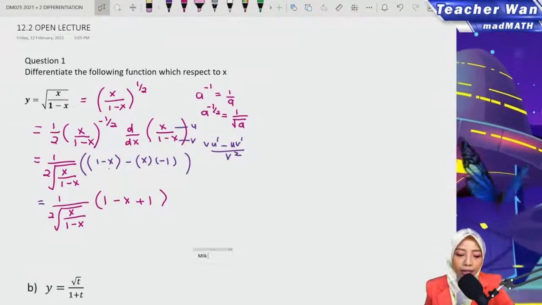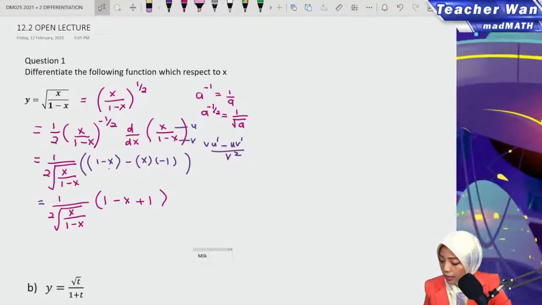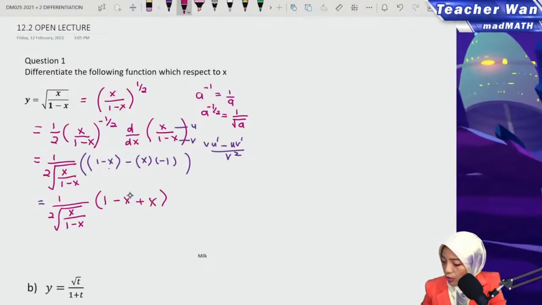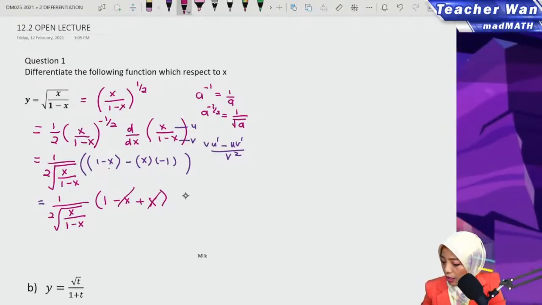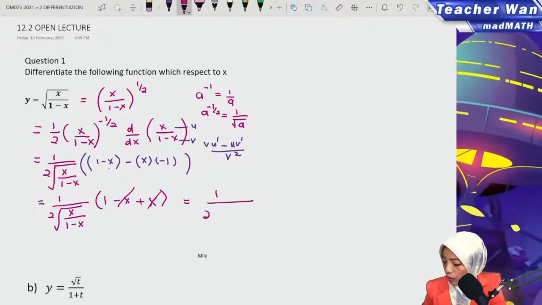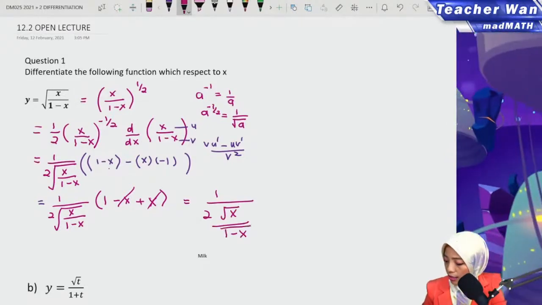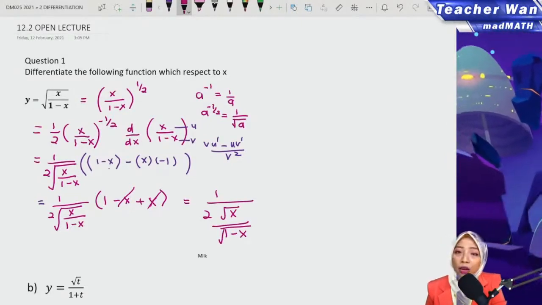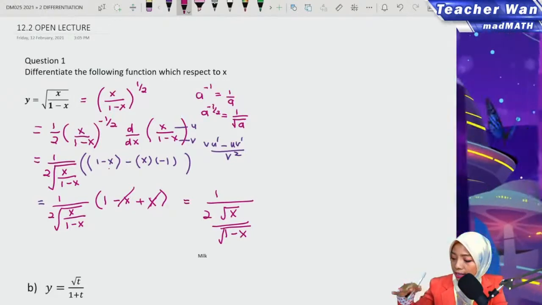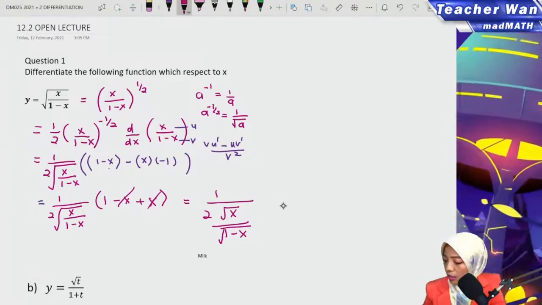Okay, 1 minus x minus 1, minus becoming plus. Plus x. Yes, plus x. So negative x plus x, we get 0. So 1 over 2 root x, 1 minus root x. If you see now, I am separating the function there, root x over 1 minus root x. So this is times 1.